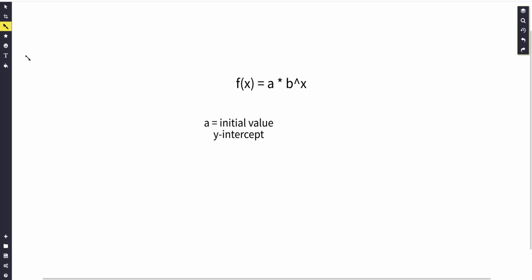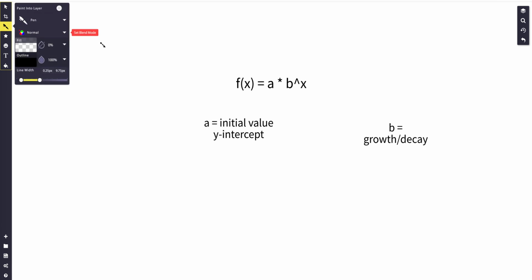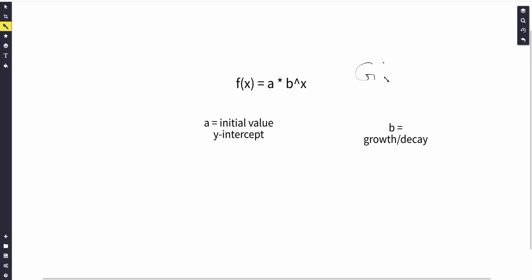Okay, and now let's talk about the b value. The b value is the main portion of exponential functions that can sometimes trip people up: growth or decay. These two words are going to be important for exponential functions. If something exponentially grows, so I'm just going to write g for growth, b has to be greater than 1.